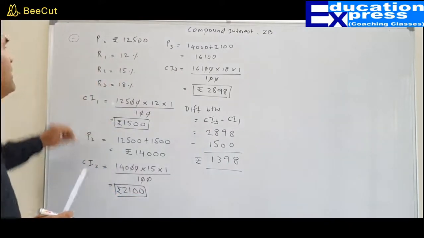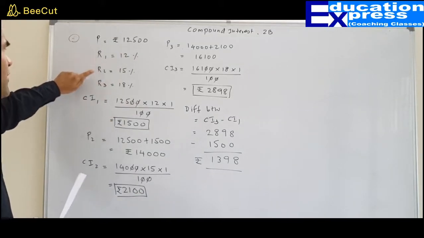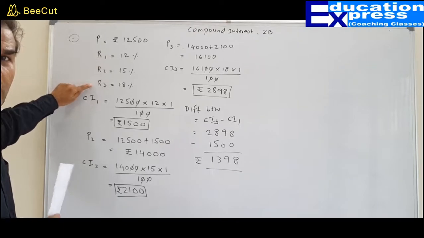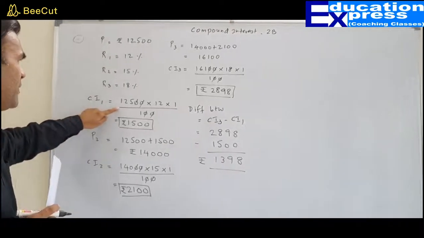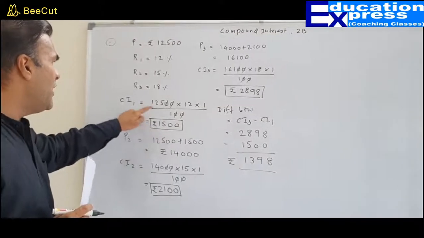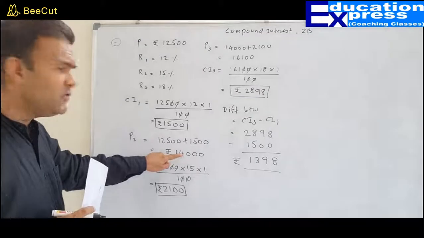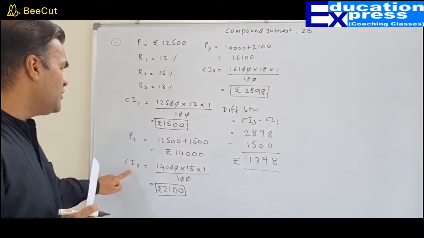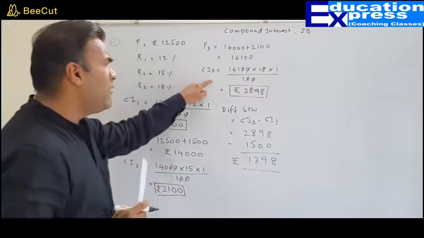So it was a very simple question where principal was given, rate for first year, rate for second year and the rate for third year was given to us. I found out the compound interest for the first year, whatever is the interest that got added to my principal. So the new principal for the second year would be 14,000. Then I found out the interest on 14,000 rupees for the second year. Same way I found out for the third year.